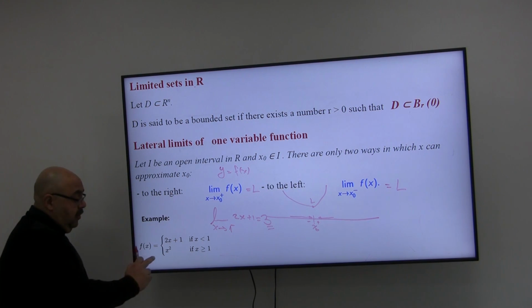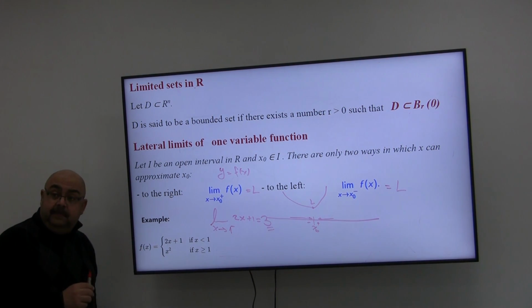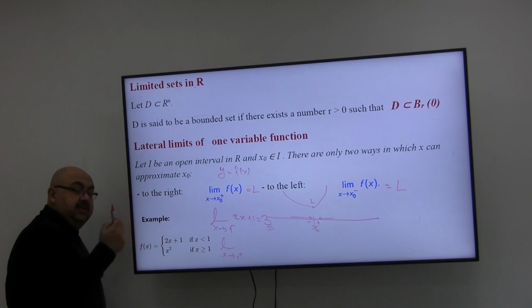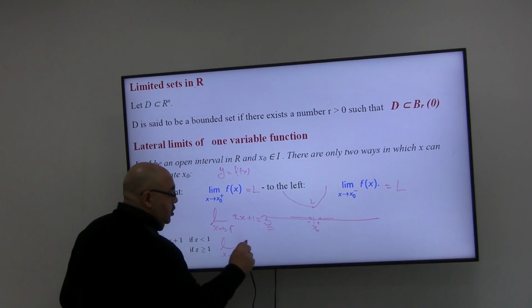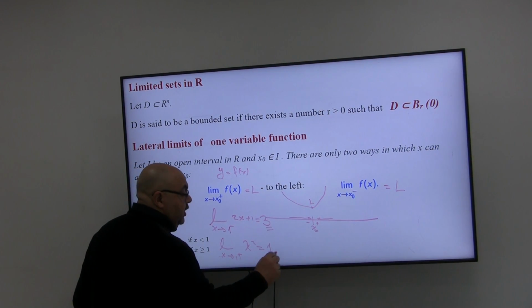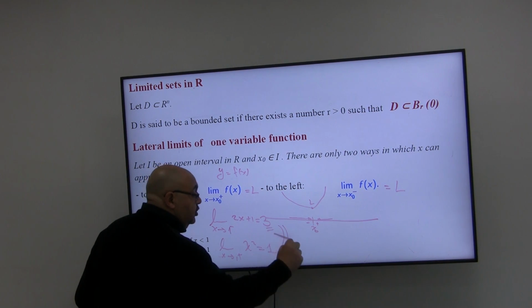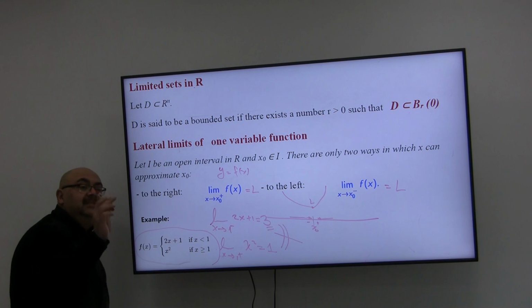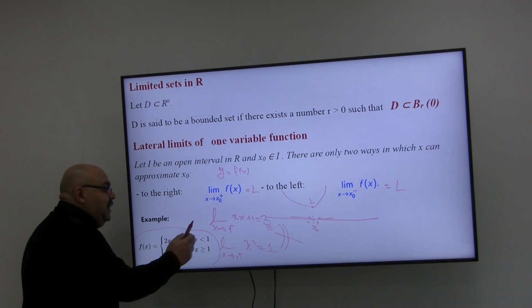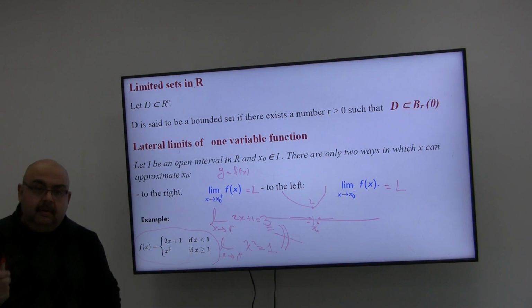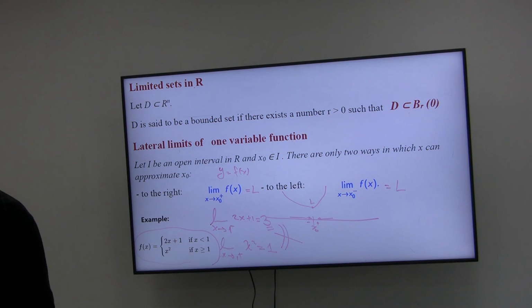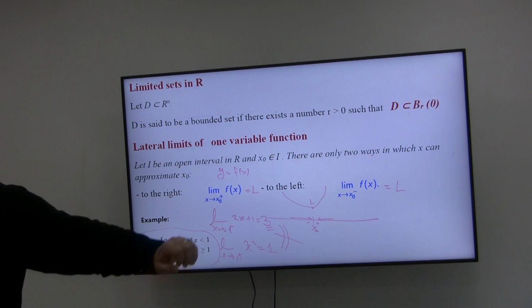Let's get the value of the limit from the other direction. You will have the limit as x tends to 1 from the positive side. So I will use the other branch, which is x squared, and it is equal to 1. Since these two values are not equal to each other, the limit of this function doesn't exist at x equal to 1. Right?